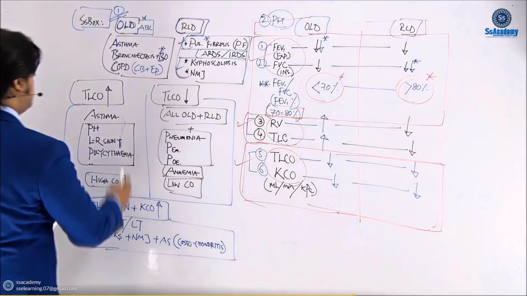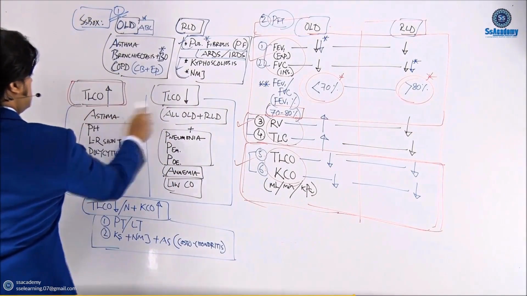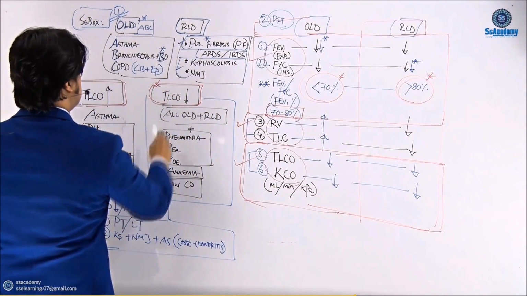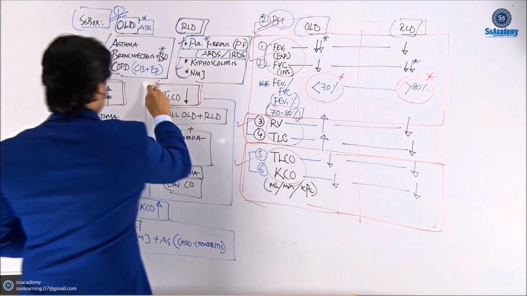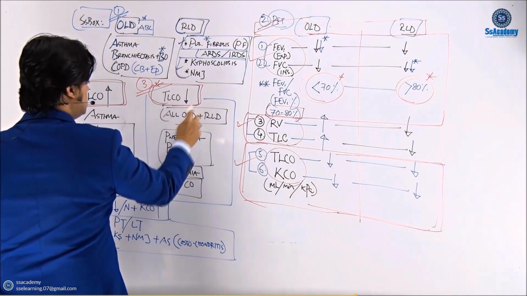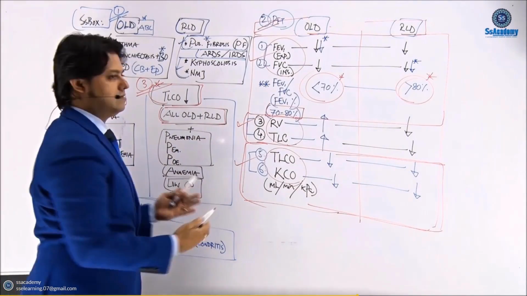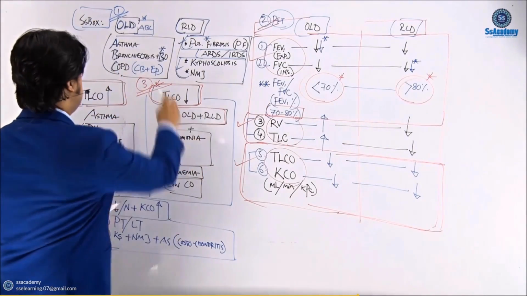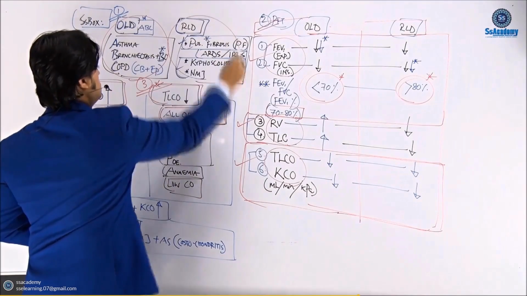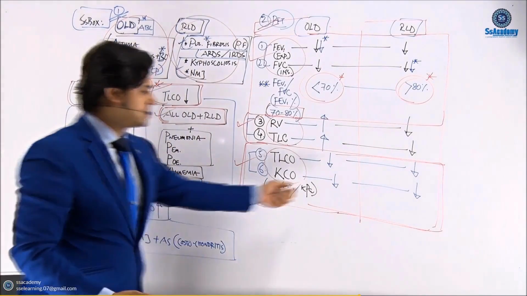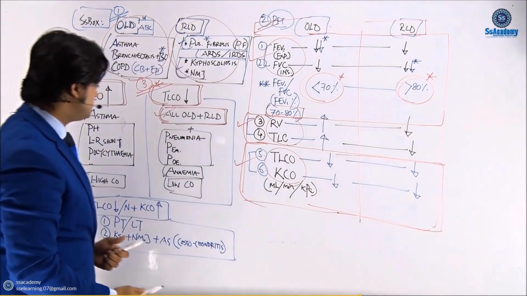But there are exceptional boxes, my dear. We know the TLCO, just forget this box, right? The third box is the most important. But TLC, of course, in all OLD and RLD, all causes of OLD and all causes of RLD we talk about, the TLC should be reduced.